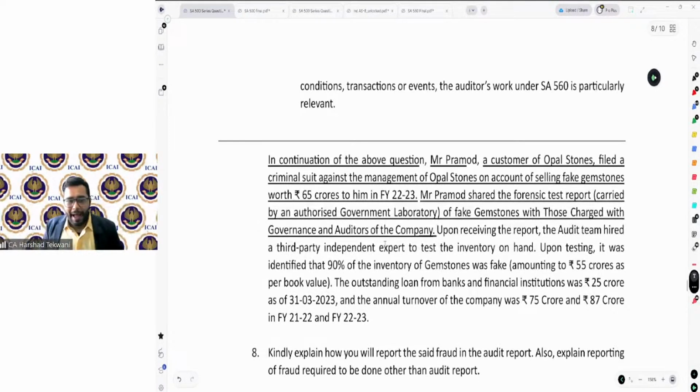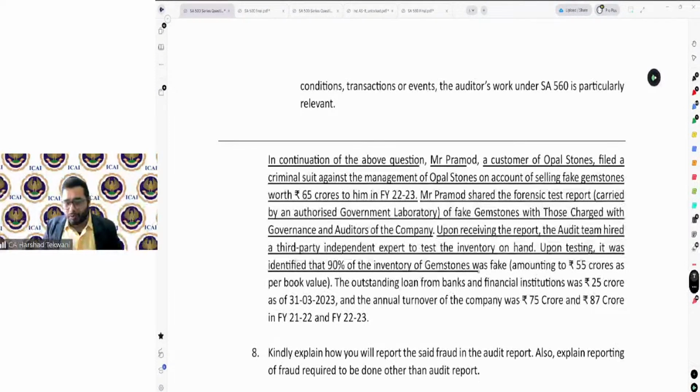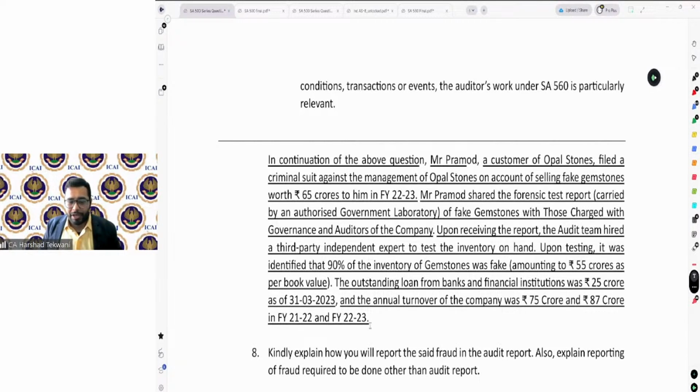Upon receiving the report, the audit team hired a third-party independent expert to test the inventory on hand. Upon testing, it was identified that 90% of the gemstones were fake, amounting to 55 crores as per the book value. The outstanding loans from the bank and financial institutions were 25 crores as on 31/3/23, and the annual turnover of the company was 75 crores and 87 crores in FY 21-22 and 22-23 respectively.